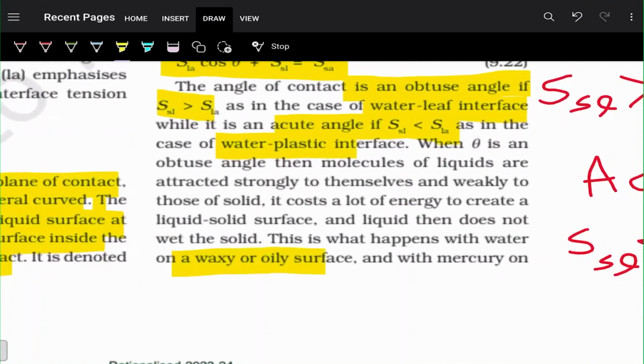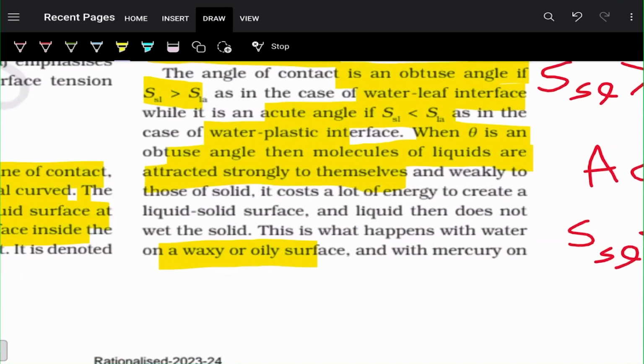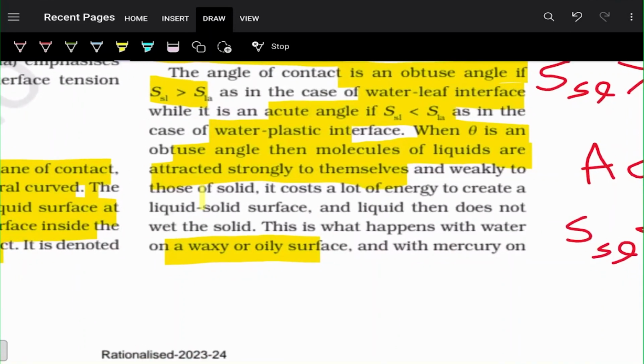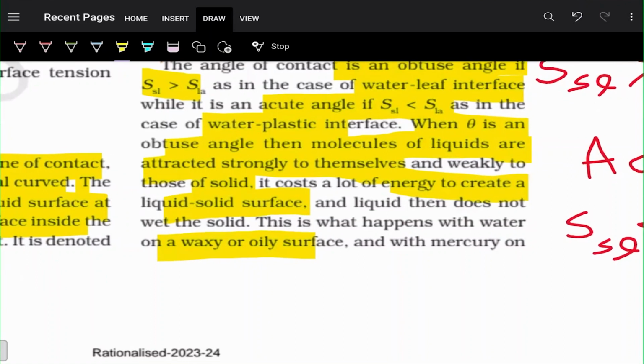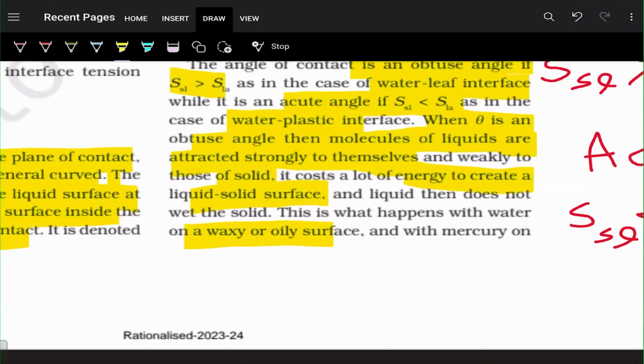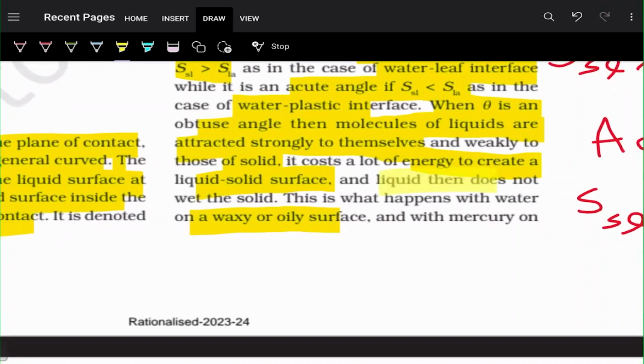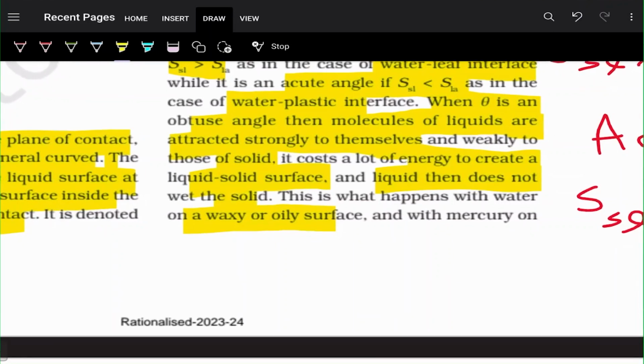എന്താണ് സംഭവിക്കുന്നത് അവിടെ? When theta is an obtuse angle, then molecules of liquid are attracted strongly to themselves. അതായത് ലിക്വിഡ് മോളിക്യൂൾ സ്ട്രോങ്ലി അട്രാക്റ്റഡ് ടു ദംസെൽവ്സ് ഓൺലി ആൻഡ് വീക്ക്ലി ടു സോളിഡ്, സോളിഡുമായി അട്രാക്ഷൻ ഇല്ല. ലിക്വിഡ്സ് അവർ തമ്മിൽ തന്നെ അട്രാക്ഷൻ ഭയങ്കര കൂടുതലാണ്. It costs a lot of energy to create a liquid-solid surface. ലിക്വിഡ് സോളിഡ് സർഫസ് ക്രിയേറ്റ് ചെയ്യാൻ ഒരുപാട് എനർജി കൺസ്യൂം ചെയ്യേണ്ടി വരും. അത് ലിക്വിഡ് ചെയ്യില്ല. That is why liquid does not wet the solid. This is what happens with water on a waxy or oily surface. അതായത് വാക്സി ഓർ ഓയിലി സർഫസിൽ വാട്ടർ വെറ്റ് ആക്കില്ല.